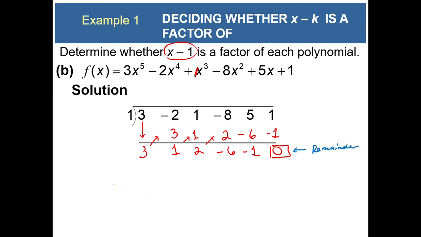That implies, according to the remainder theorem, f of 1 is equal to 0. Then x minus 1 is a factor.